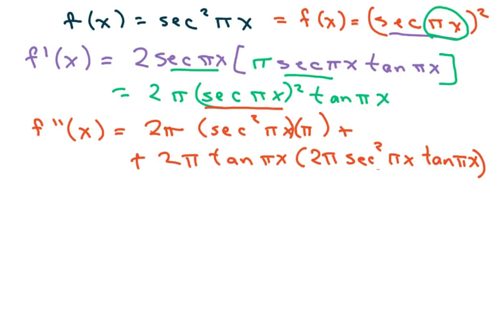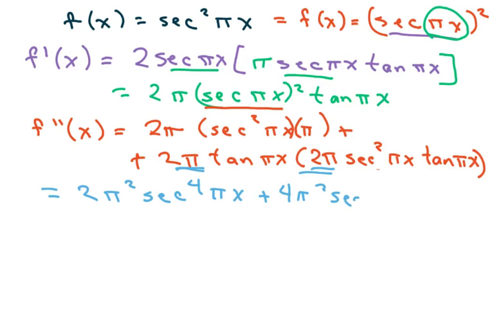Now cleaning this up, let me move way over so I have room. You're going to get 2 pi squared secant squared, because we have two of these. Then we have secant to the 4th pi x. And then we have plus 4 pi squared, which is these two basically, secant squared pi times x, tan squared pi of x. So I group my tans together, my secants together, and I have my 2 pi. So you might want to check that.